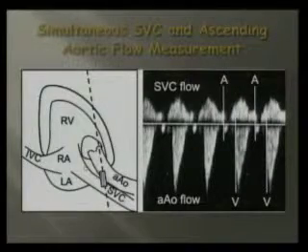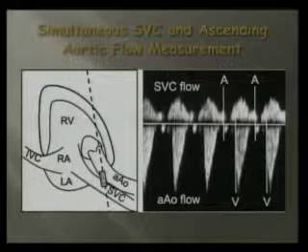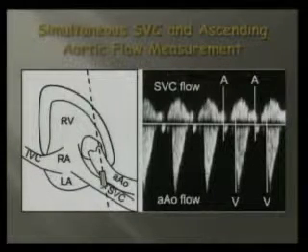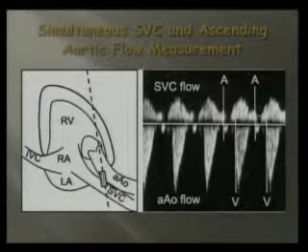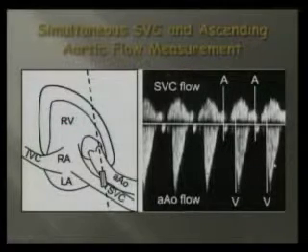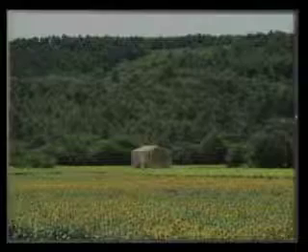Here's showing the position you would look at for ascending aortic and SVC flow, and then you can nicely see both the atrial and ventricular activity and look at that relationship.